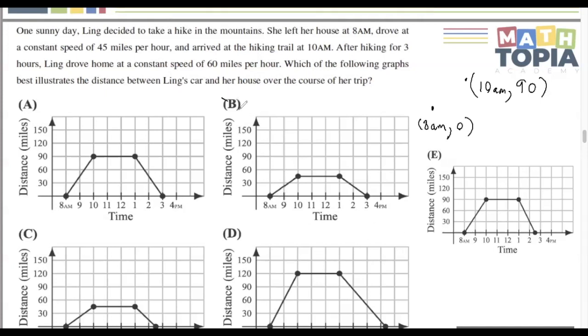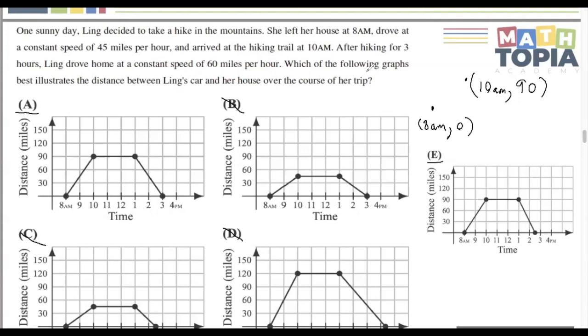So now we can go through all these graphs and see which ones are actually telling the truth. B is wrong because it shows the distance as only 45. A and E show the right thing. C makes the same mistake as B by going up to only 45. And D makes a different mistake. It goes all the way up to 120. So we're between A and E now.